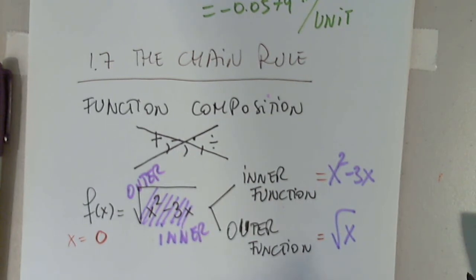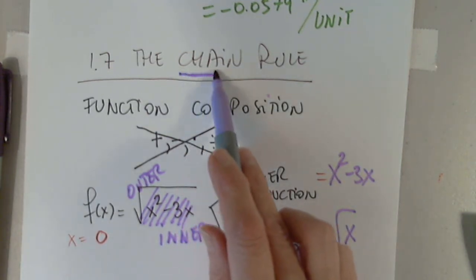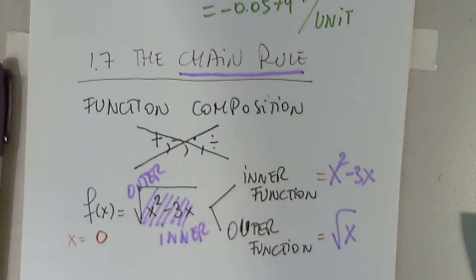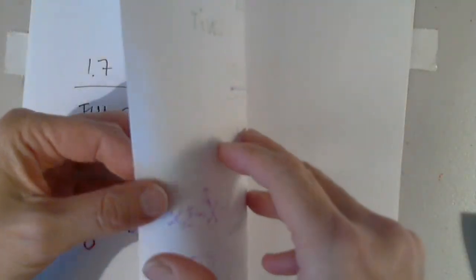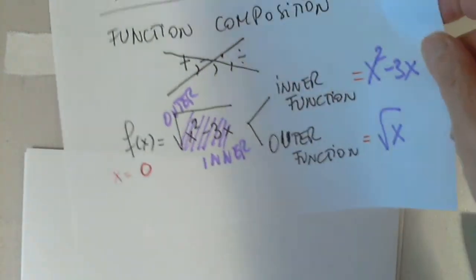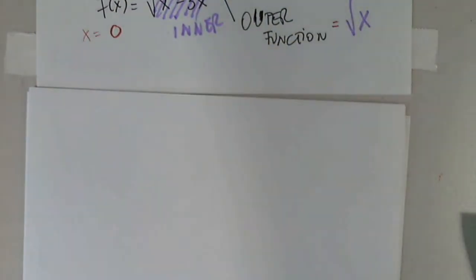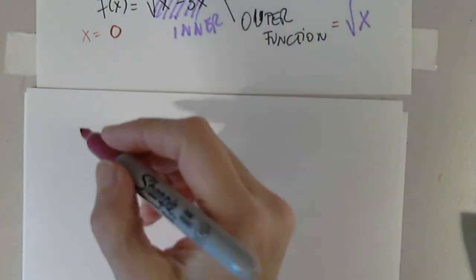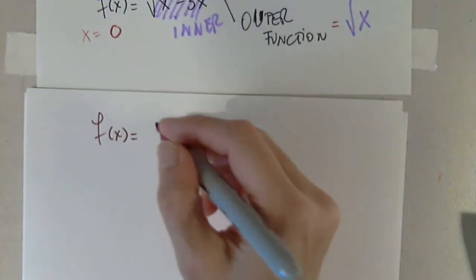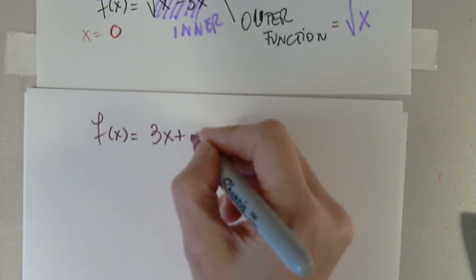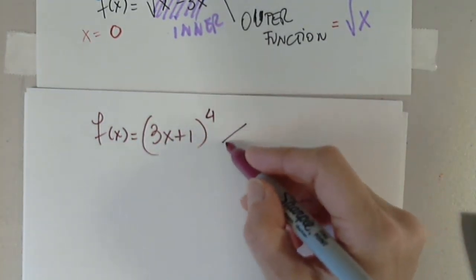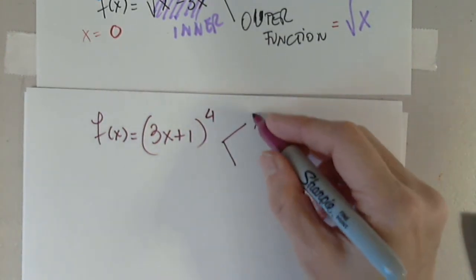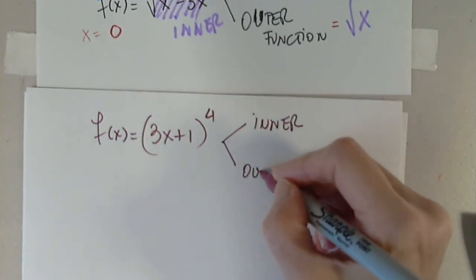Why is this important? It's because of what is called the chain rule. First we really need to know how to identify the inner and the outer in order to learn the chain rule and understand how it is applied. Okay, here's another example for you. Let's say f of x equals 3x plus 1, everything to the fourth power. There is more than one correct answer. Can anyone give us the inner and the outer?